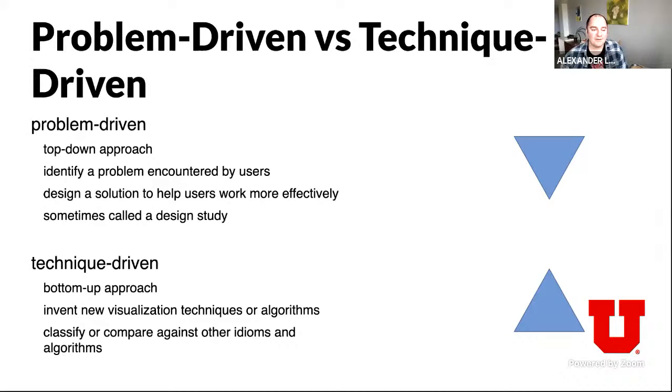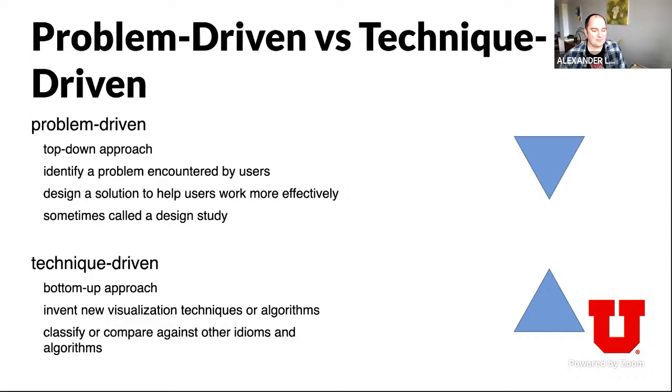If you have a problem-driven approach, this is a top-down approach where you go out and identify a problem that is encountered by users, and then you design a solution to help users work more effectively. This is also sometimes called a design study. An industry equivalent would be a project-driven approach: you work with a client that has a specific analysis or data visualization problem, you try to understand exactly what's going on, and then you develop a solution to that.